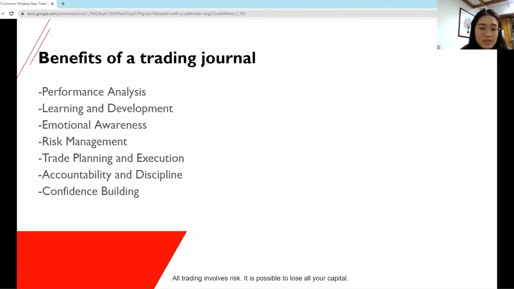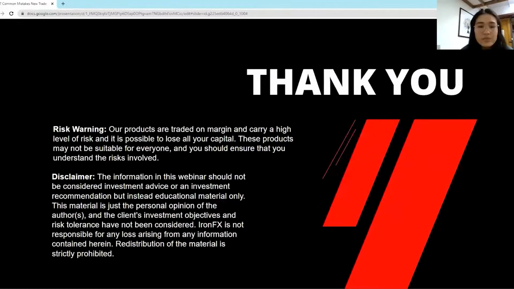So in conclusion, using a trading journal or trading plan provides numerous advantages, but you also have to be sure that you use everything in conjunction with a strong risk management plan and strategy. Yeah, and it can help you to enhance your skills and refine your strategies and achieve long-term success in the markets.